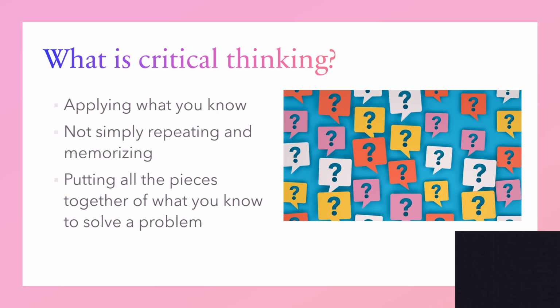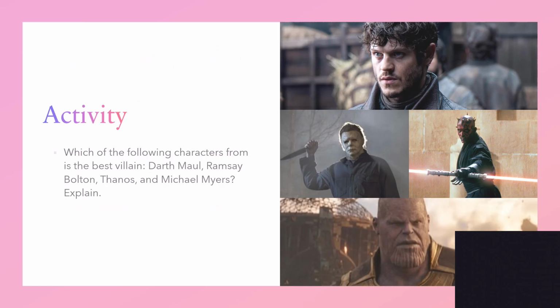So we're gonna walk through a little activity that I have, on how to approach some of these questions and the different parts and to walk through them. For this activity, we're gonna pretend that we got this question: which of the following characters is the best villain? Darth Maul, Ramsay Bolton, Thanos, or Michael Myers?